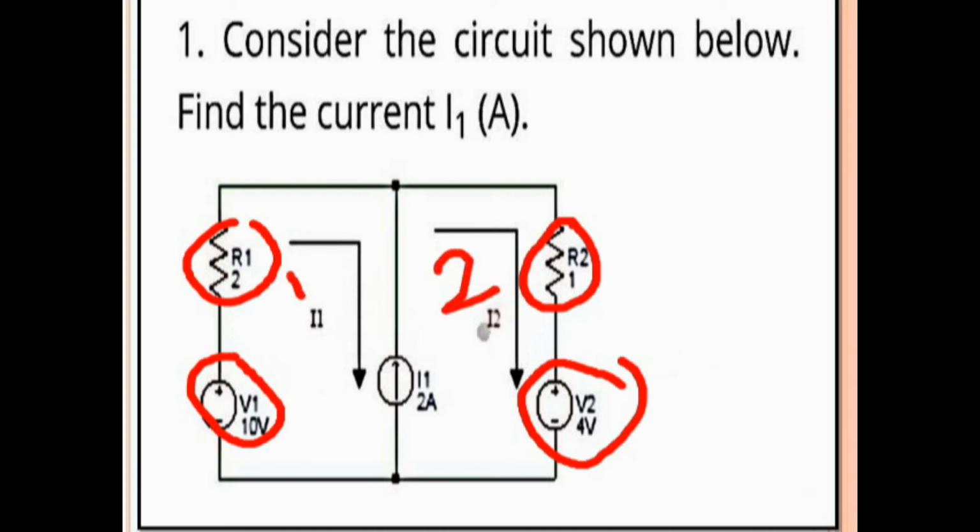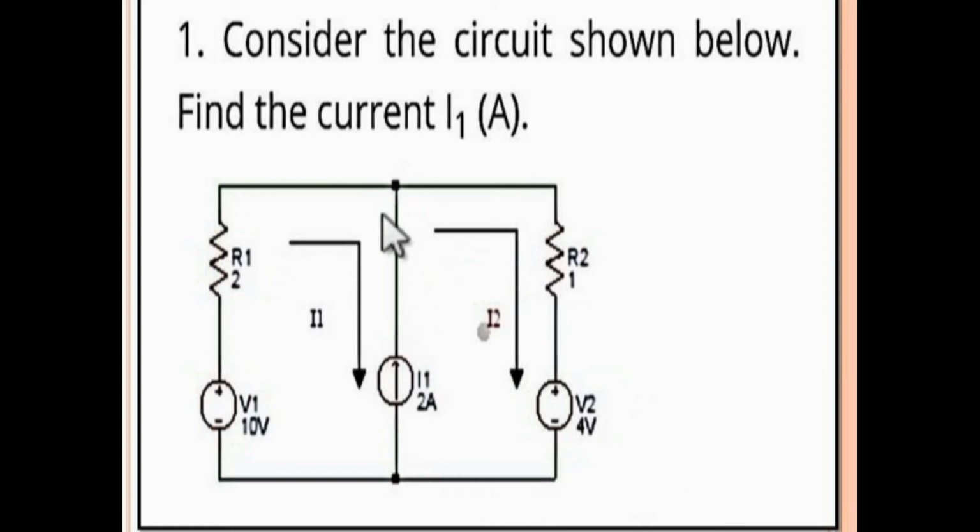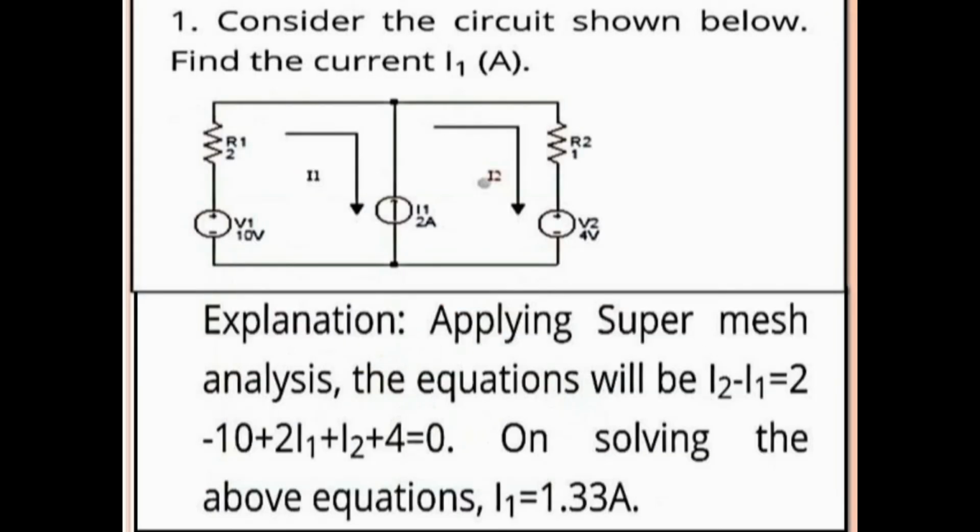But there is a current source directly connected between these two meshes. You can see 2 ampere is the current source connected in between these two meshes. These are adjacent meshes. So now what will be the equation? You can see over here.